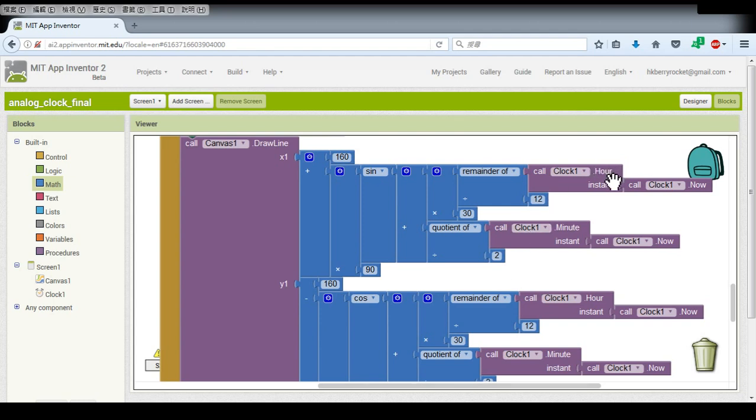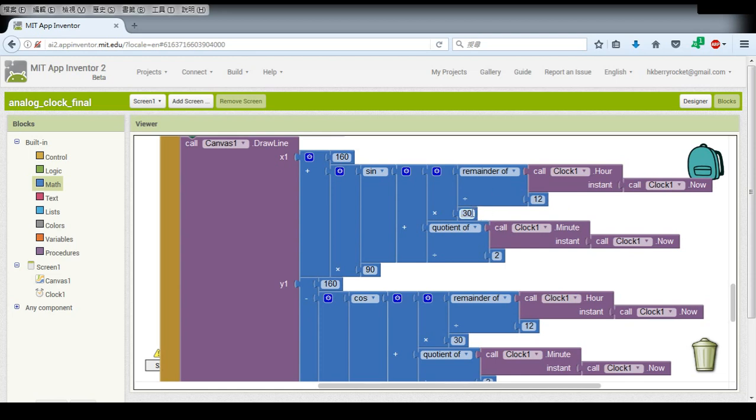So first, for the hour information, we are using a remainder function because App Inventor gets the time information from our phone, which is in 24-hour format. So we need to somehow convert it to the 12-hour format for our analog clock. So for example, 13 o'clock is 1 o'clock p.m. So we want to find the remainder of 13 divided by 12, which is 1. So our hand should point to 1 o'clock.